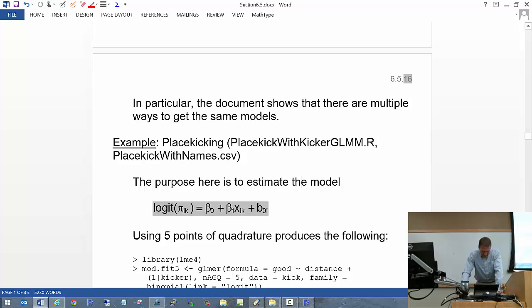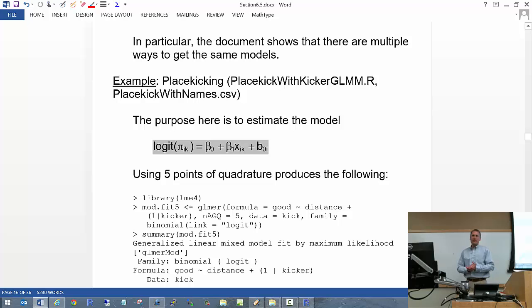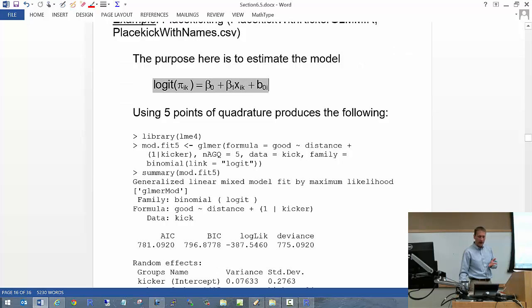So we're going to go to the placekicking data set. This program's not on the book's website. It partially corresponds to an exercise in my book. And so this file is located on my course website, not the book's website. And what I want to do is estimate this particular model associated with the placekicking data set that we saw before. And just as a starting point here, how about if I use 5 points of quadrature to estimate this model? So I first of all have to tell R I'm going to use the lme4 package.